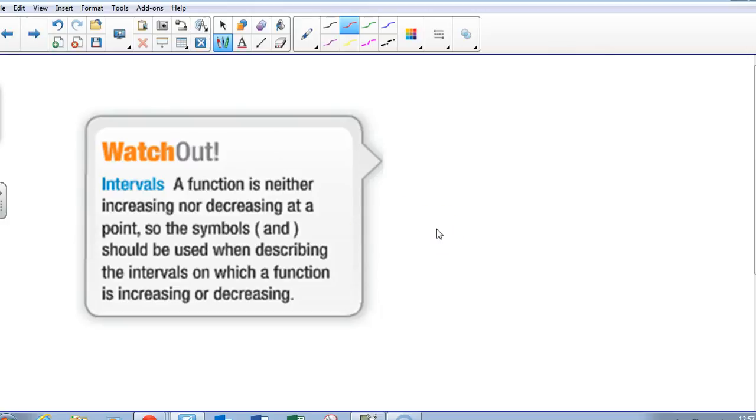This was an eye-opener for me just because I've always asked this question, am I supposed to use brackets or parentheses? And it says here a function is neither increasing nor decreasing at a particular point. So the point where it changes is not included in the interval. You just use parentheses. Okay? When you're doing these intervals, it's just parentheses.